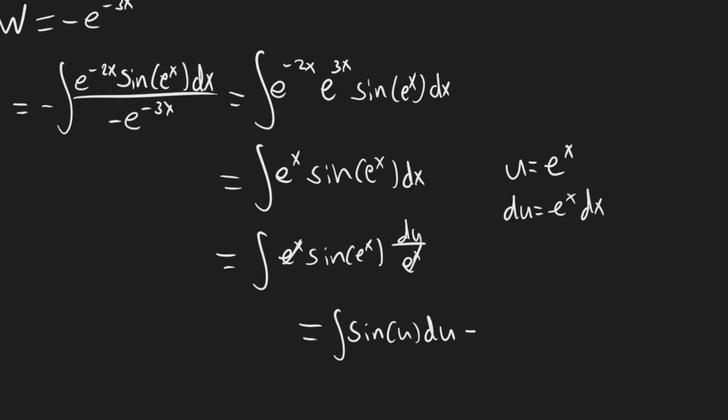All right, nice. What's the integral of sine? Well, that's going to be a negative cosine of u. And what was u? Well, that was e to the x. So the answer to this integral is a negative cosine of e to the x. And that's going to be our answer for u1. Okay, so now all we need is u2.